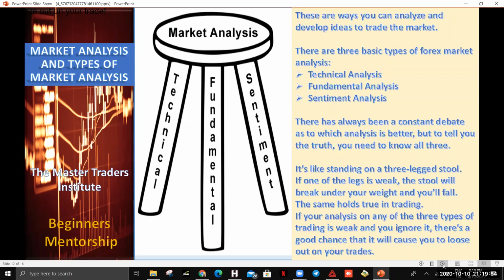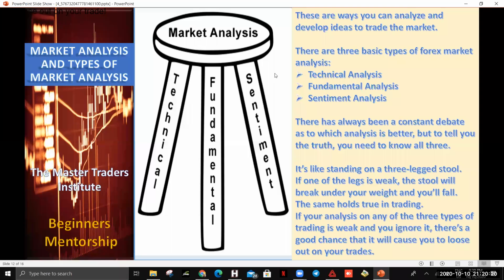Technical analysis. It's like standing on a three-legged stool. If one of the legs is weak, the stool will what? Break under your weight. And if you fall, the same holds true in trading. If your analysis on any of the three types of trading is weak and you ignore it, there's a good chance that it will cause you to lose out on your trades. Okay? So I want you to understand that it's always good to have everything in place.